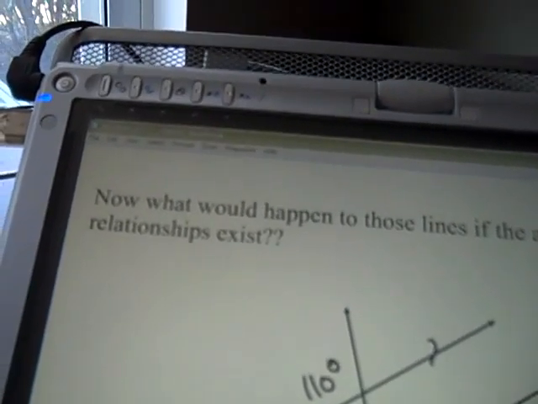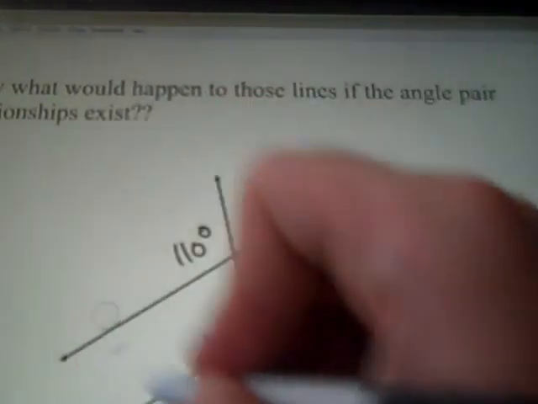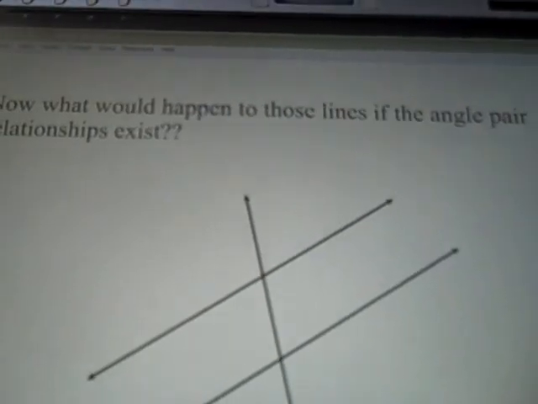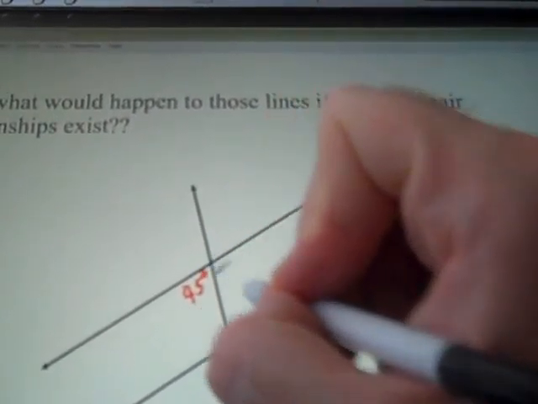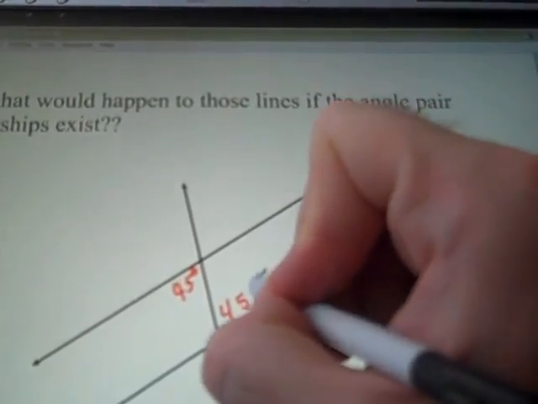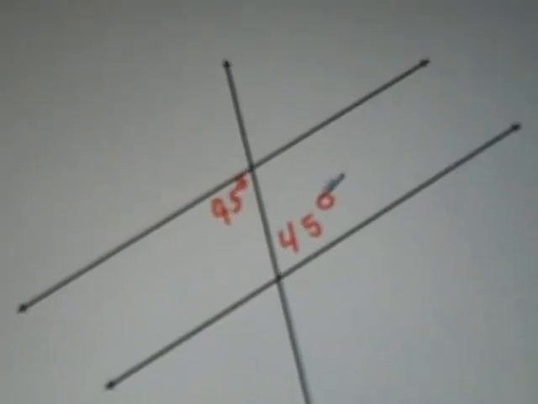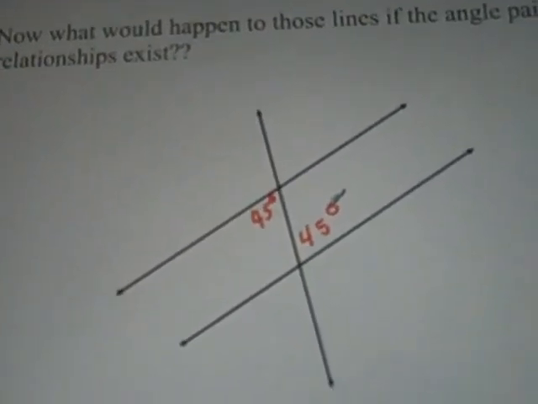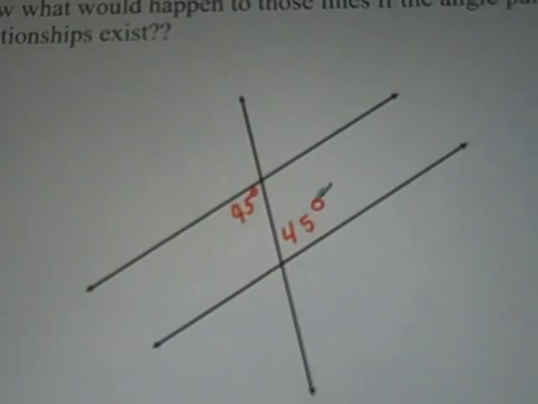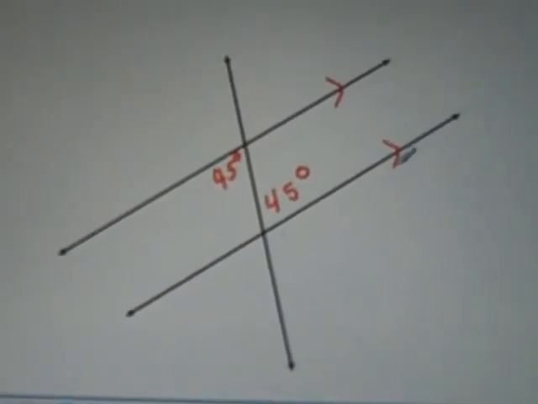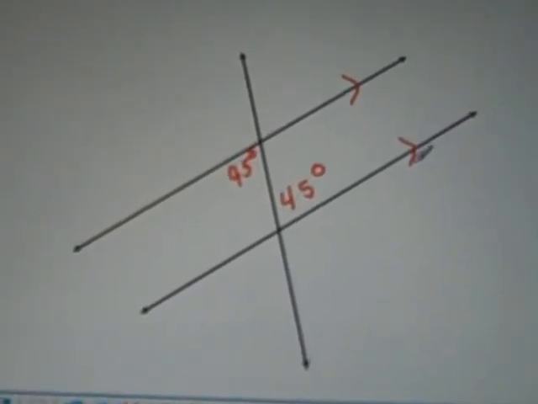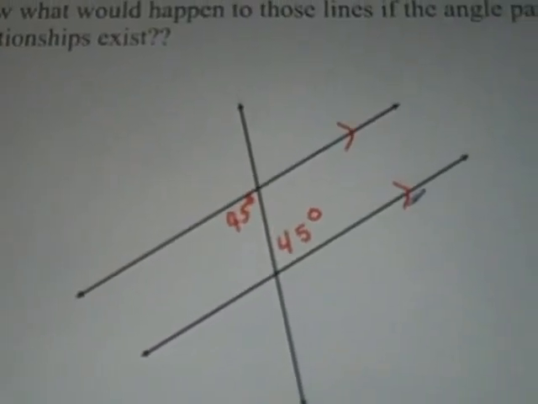Let's look at another way. What if I tell you this is 45 degrees and this is 45 degrees? Now I'm making these examples up so they don't have to necessarily be consistent with each other. 45 and 45, are those lines parallel? Yes, they are, because of alternate interior angles. The alternate interior angles are congruent, therefore the lines are parallel.